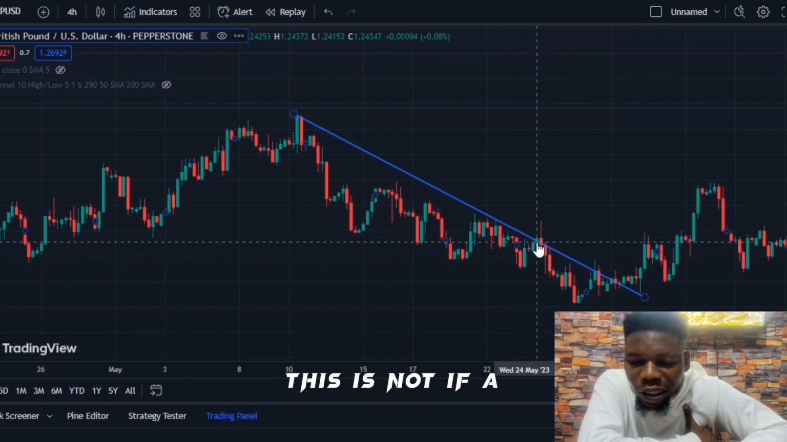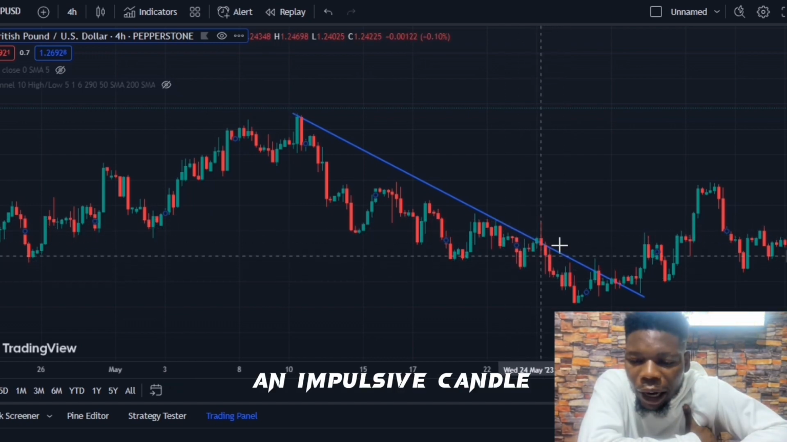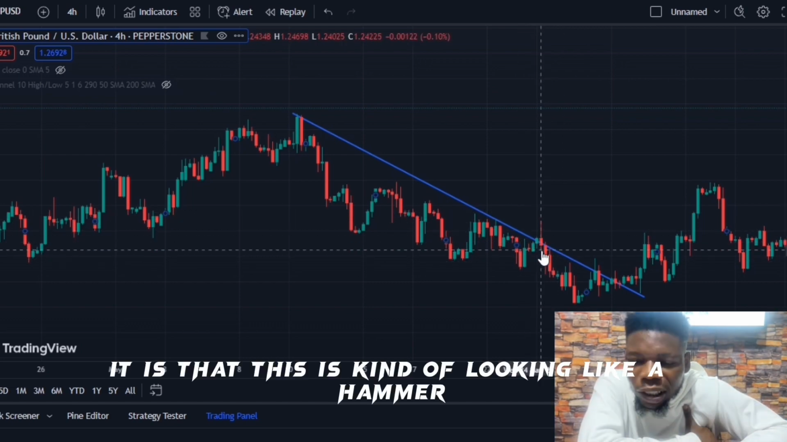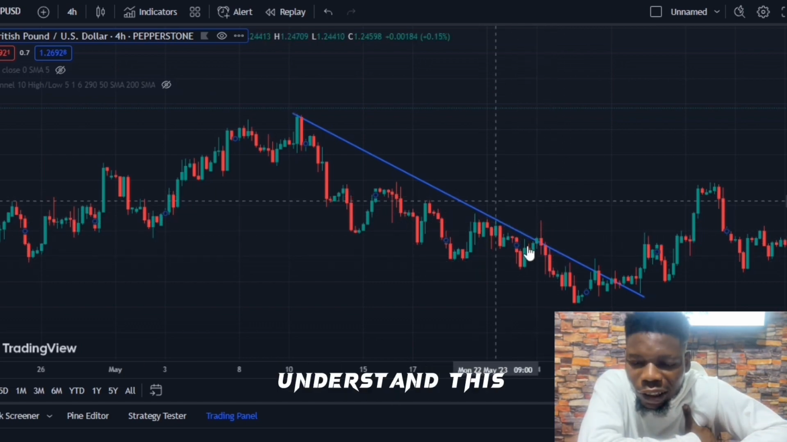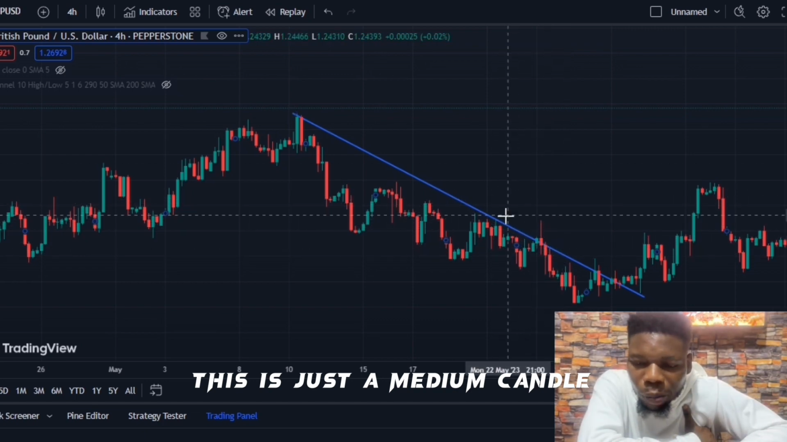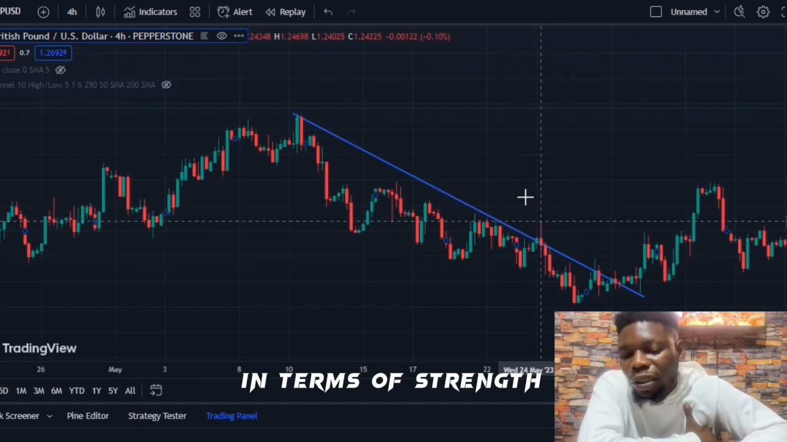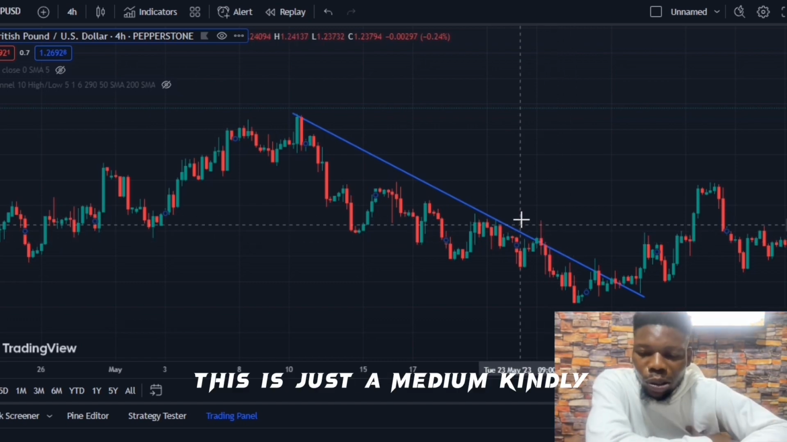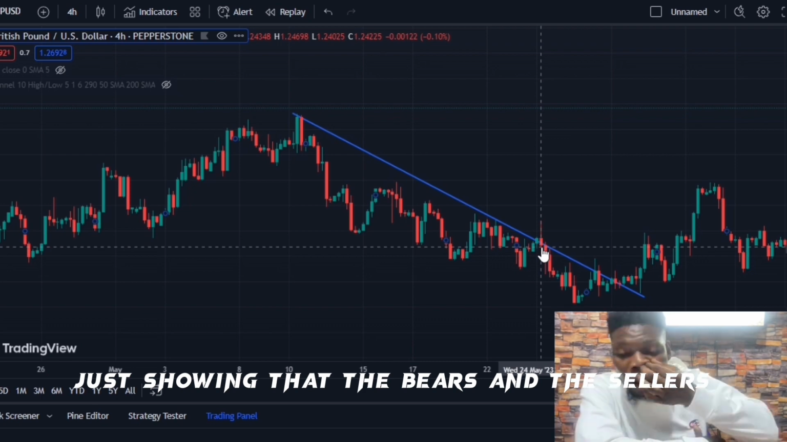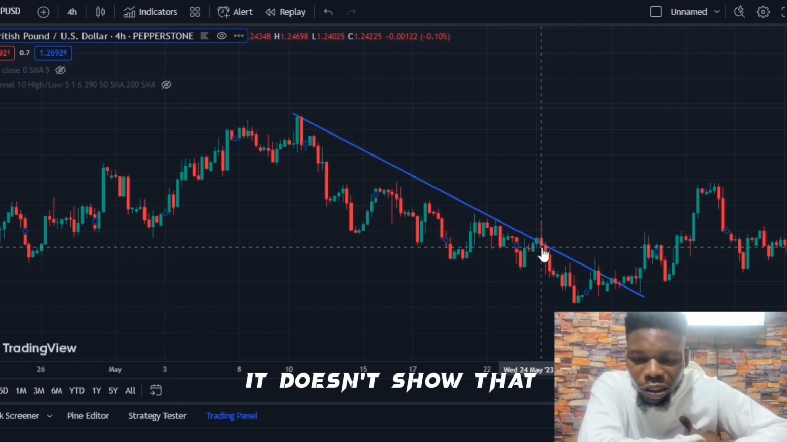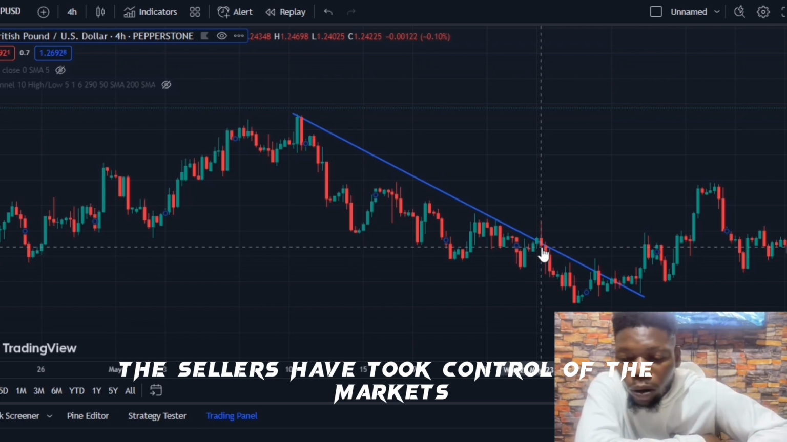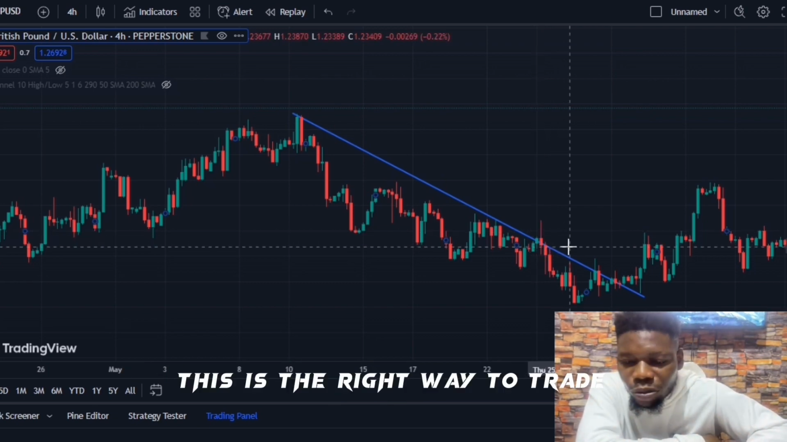You can see this is not an impulsive candle. You understand? This is kind of looking like a hammer. This is just a medium candle in terms of strength. If you understand candlesticks well, this is just a medium candle in terms of strength. Just showing that the buyers and the sellers were almost equal. It doesn't show that the sellers have took control of the market. You understand? This is the right way to trade.